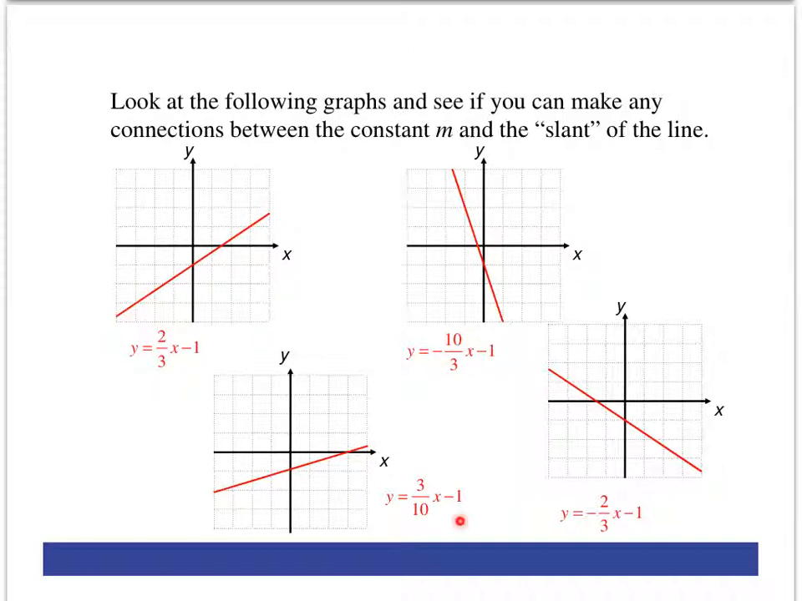Again, all of these crossed at -1, but if you look at the different slopes, this is a reciprocal of this one, and it changed signs between this one here and this one. This is a negative slope, has a negative in front of it, where this one was positive.